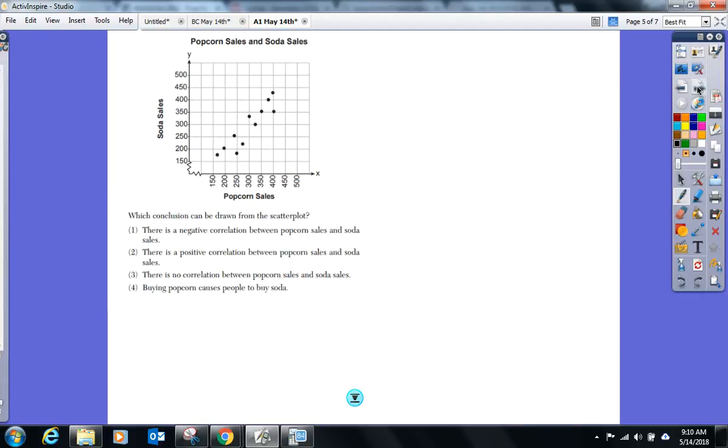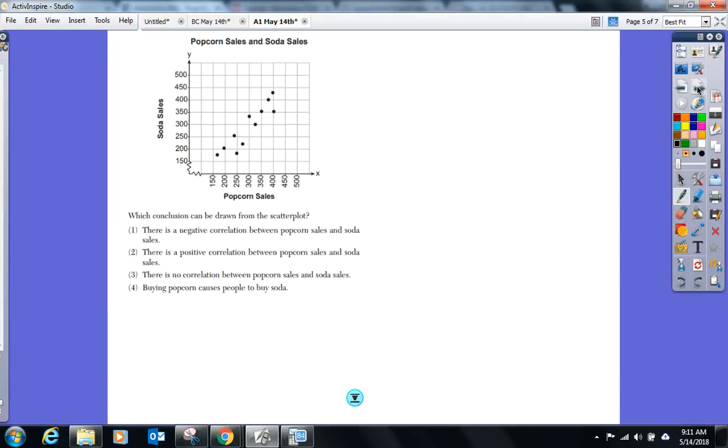Word on the street is you did scatter plots earlier this year. I don't know if that's true or not, but that's the word on the street. Okay, according to the scatter plot, which conclusion can I make? If I had you guys draw a line in right now that best fit those points, what type of slope would that line have? Xavier, number 18. What type of slope would that line have if I had you draw it in?